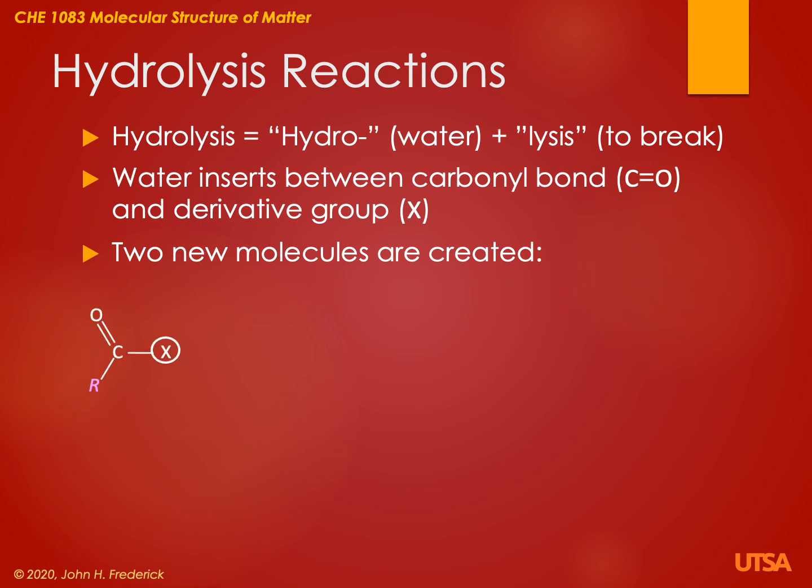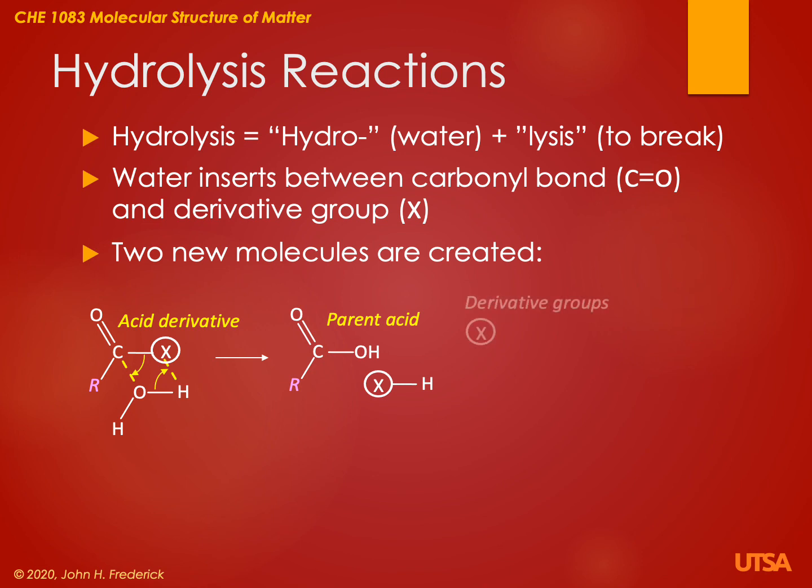Here is one of the carboxylic acid derivatives, and I've designated its derivative group as X, so we can cover all of the different functional groups. This is an acid derivative. When water comes in, essentially there's a little bond rearrangement where the derivative group X forms a bond to the hydrogen, and the OH forms a bond to the carbonyl group. The net result is the parent carboxylic acid, as well as the derivative group bonded to hydrogen.